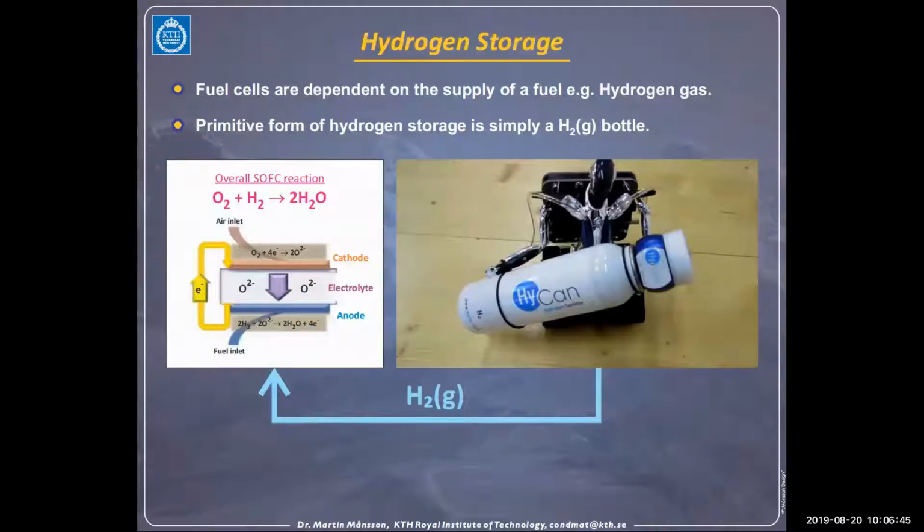But hydrogen storage. So we talked about fuel cells. I mentioned this, that this is half of the picture I showed you yesterday. And this is all fine, but you need some sort of fuel for it, right? So hydrogen is one of the more common options. Of course, you can have a hydrogen bottle. This is a very primitive form of hydrogen storage.